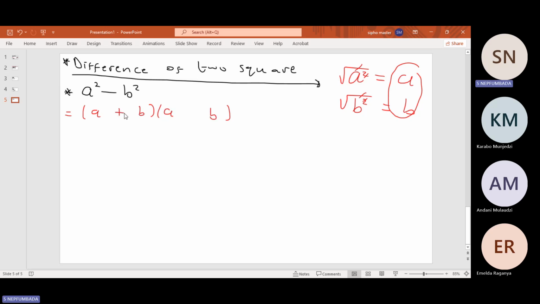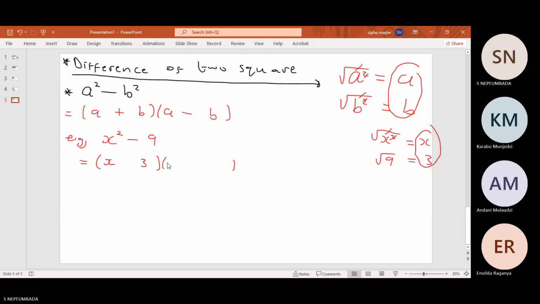Then we've got plus or minus, because it's the difference between two squares. Let's say as an example we've got x squared minus 9. We take the first one, put it inside the square root, they cancel, we get x, and we take the next one, put it inside the square root, it gives us 3. Then our factors are x and 3.